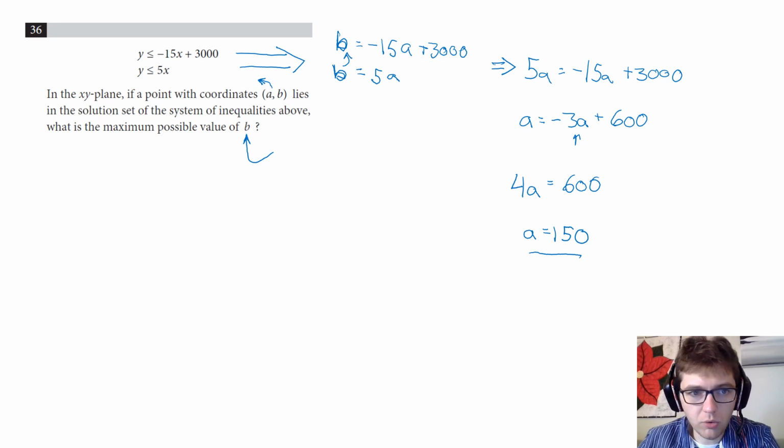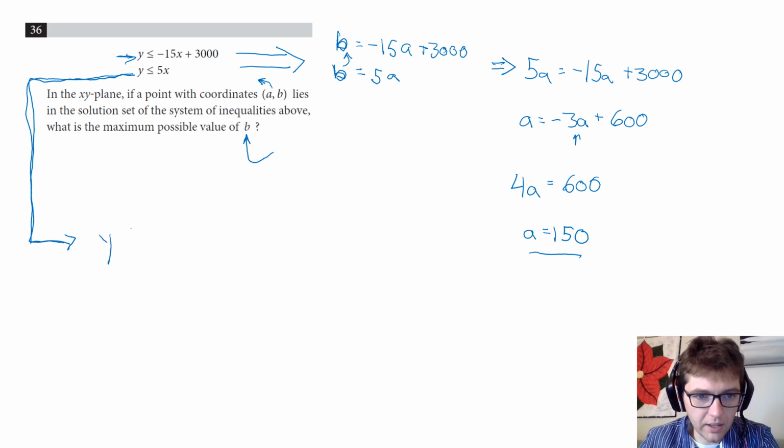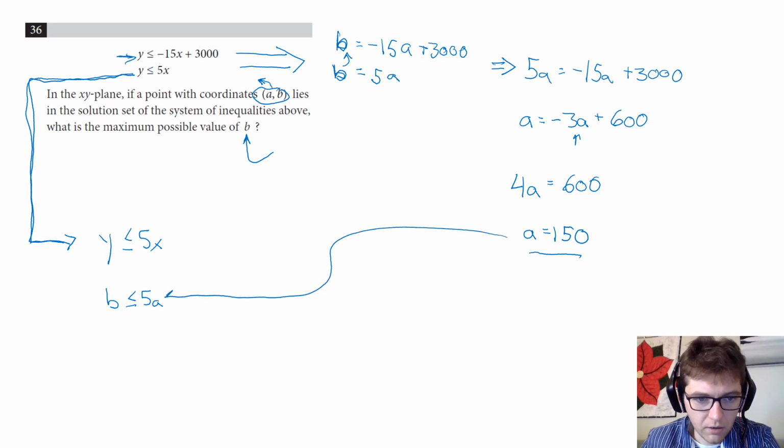Come back to this equation that they give you here, just because it's the easier one. You could use either of these, but this is the easier one of the two. So go ahead and use this one. You now have y is less than or equal to 5x, which means that b is less than or equal to 5a, right? Because we're working with this point here. Plug a in right here.